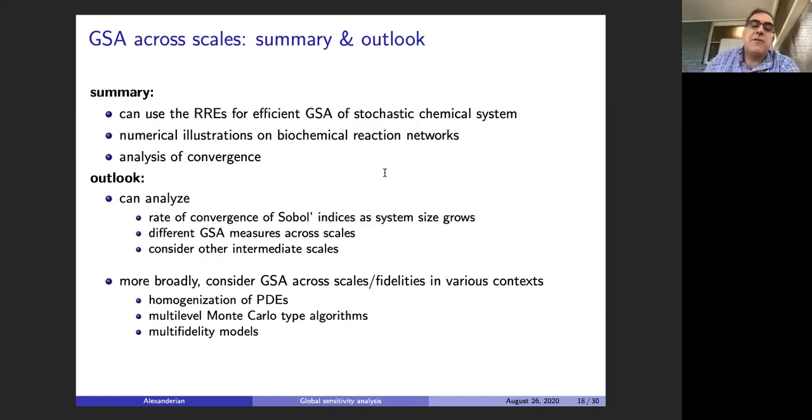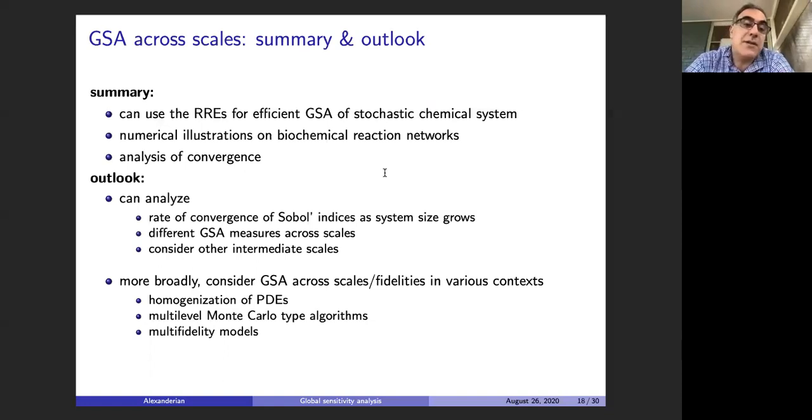So here we looked at two extremes. We looked at the fully stochastic system and went all the way to the thermodynamic limit. So one could also consider the mesoscale models like the chemical Langevin equation and see what's the relation of the indices that you get from that to the other scales. More broadly, we can consider global sensitivity across scales or fidelities in various contexts.